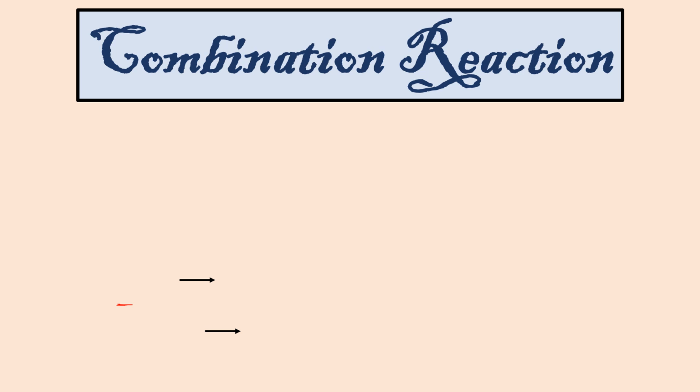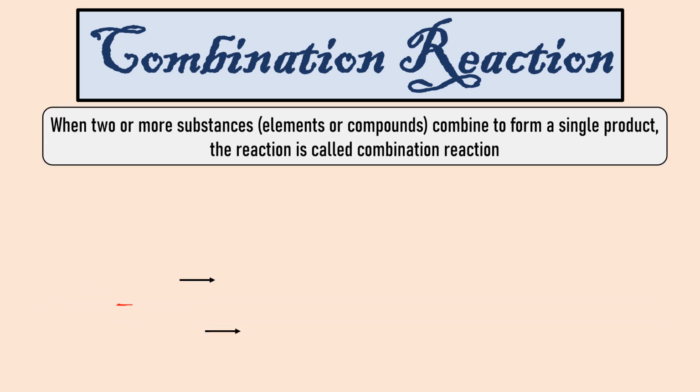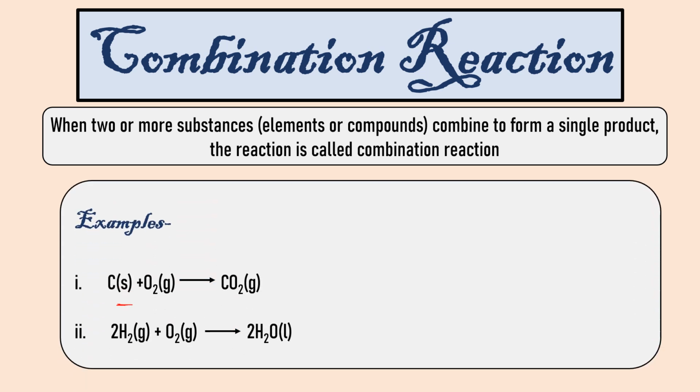Combination reaction. As the name suggests, in combination reaction, 2 or more substances combine to form a single product. Let's see the definition. When 2 or more substances, can be elements or compounds, combine to form a single product, the reaction is called combination reaction. Let's understand this with few examples.